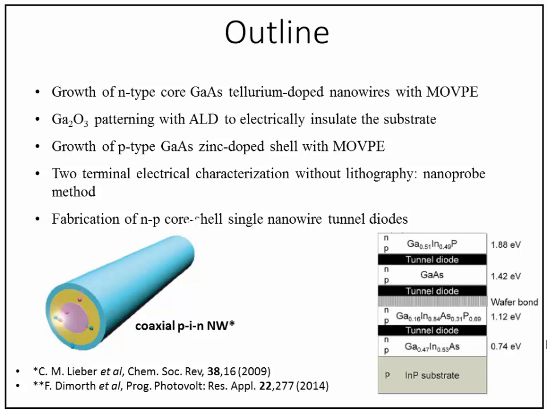So this work starts off with the fabrication of the core gallium arsenide nanowire, and then we take advantage of gallium trioxide to basically isolate the substrate from whatever material deposition can occur on the substrate, and we can proceed forward with the P-type and coaxial fabrication of the nanowire.